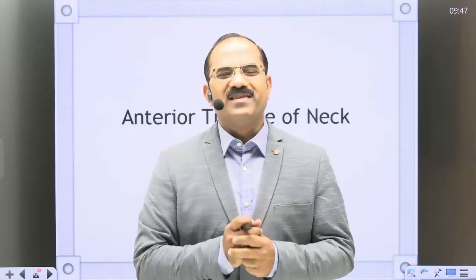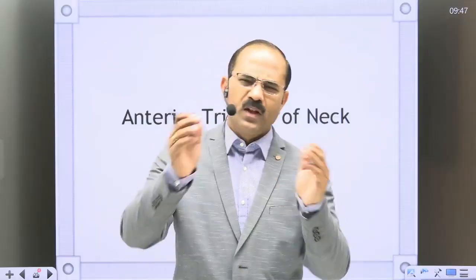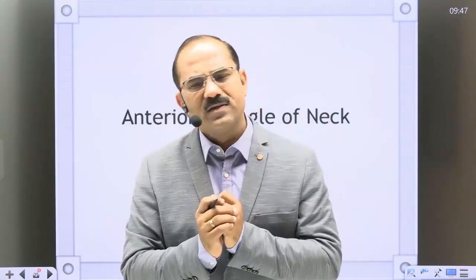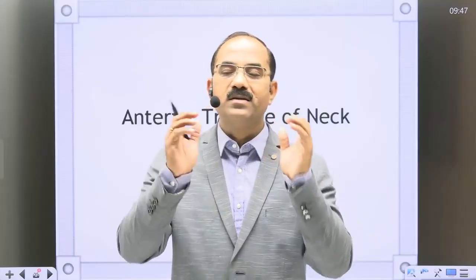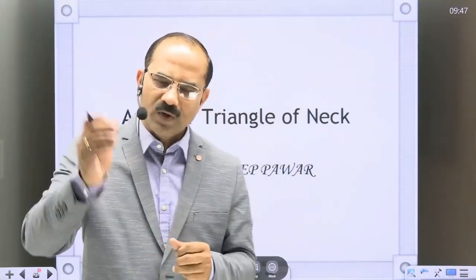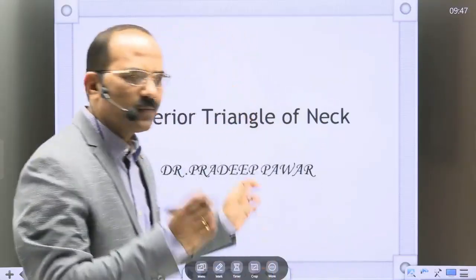Hello students, and let us now study the anterior triangle of the neck. Now that we have studied the posterior triangle, we have seen the various triangles. Let us now understand the anterior triangle. In the anterior triangle, let us study the muscular triangle. I'm sure you are clear about the posterior triangle, the contents, the floor, the boundaries of posterior triangle. So students, let us start with the anterior triangle.